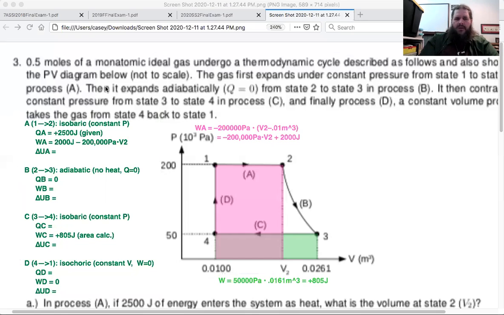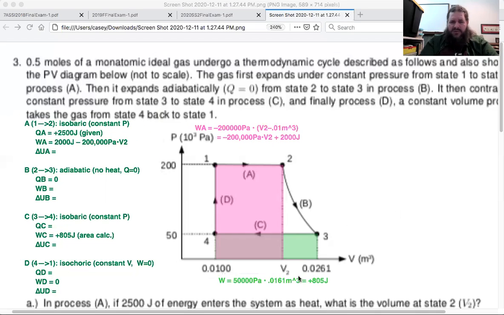Where did the 2,000 joules come from? Sorry. That's the 200,000 times 0.01. So I'm just distributing the 200,000 to both of these terms. 200,000 times V2 minus 200,000 times 0.01. Okay, thank you. So we don't know how much work that is, but we at least know it's written in terms of V2.